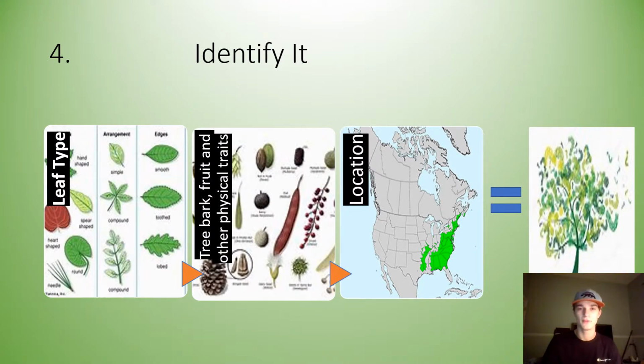The last step is to identify it. You don't want to identify a tree off of just one characteristic. You want to take all that you can get from it, the leaf type, the bark, the fruit, and wherever you found it, to come up with a positive idea of the tree.